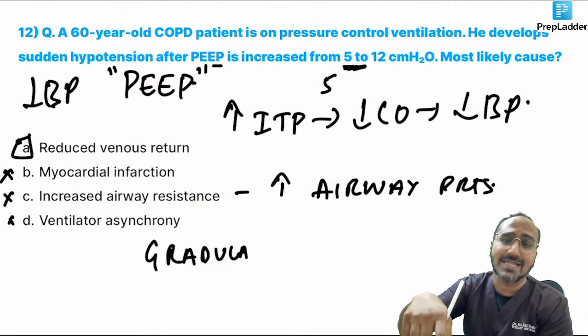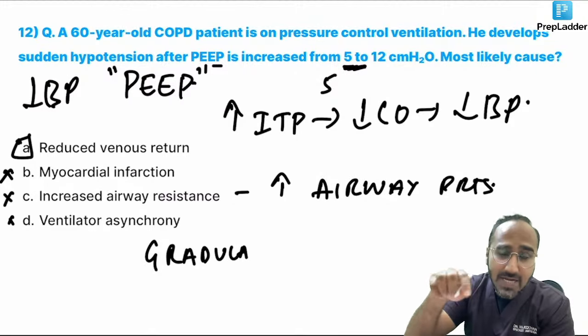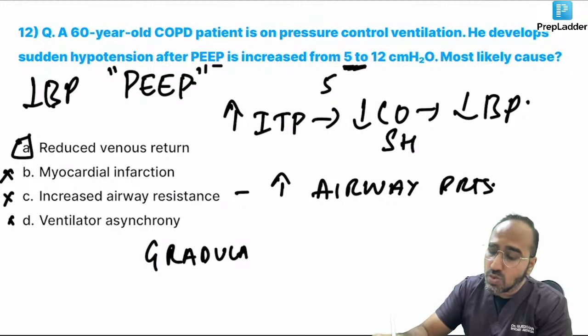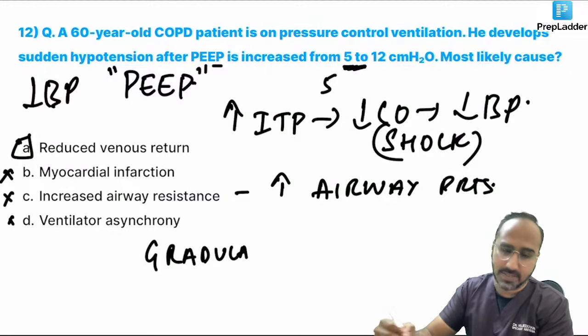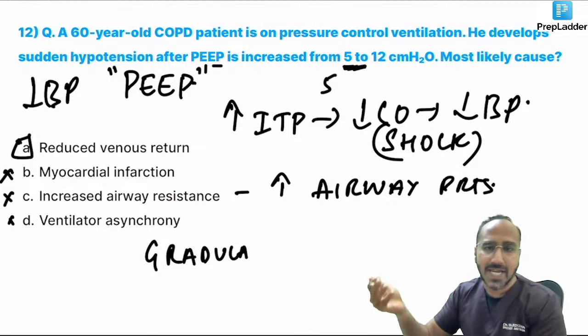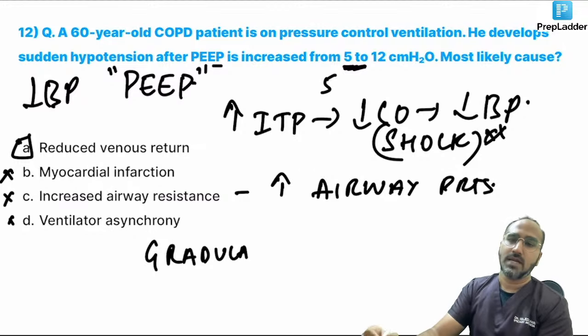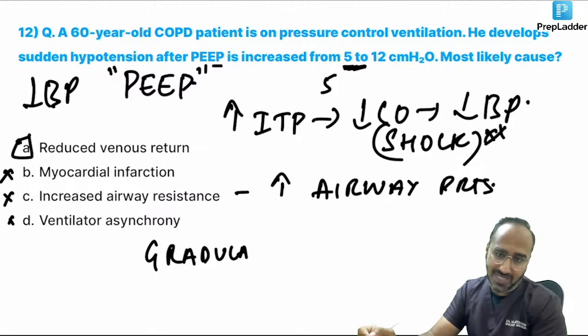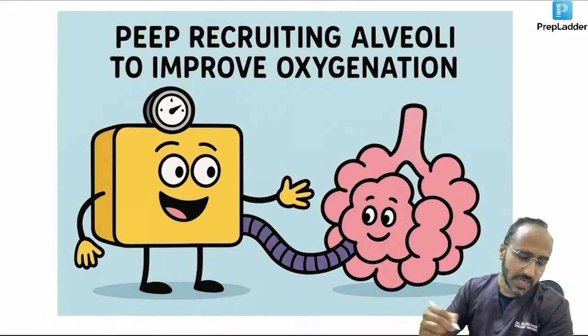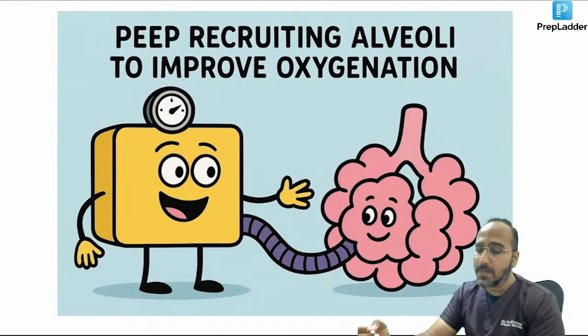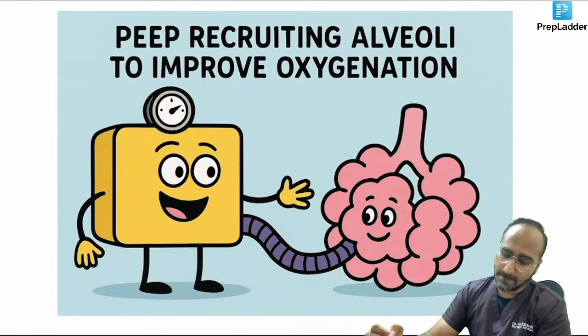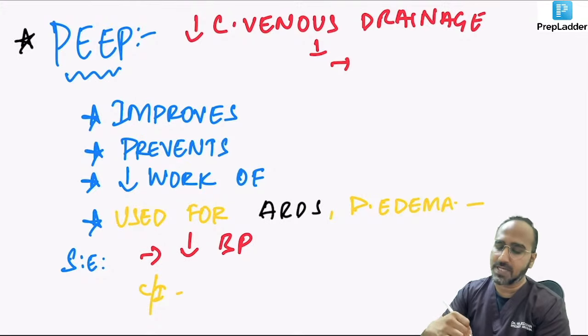Due to this reason, we say never give PEEP for a patient who is in shock on a mechanical ventilator. If the patient is in shock and on a mechanical ventilator, don't give PEEP. Why? Because PEEP will worsen the hypotension, right? So guys, coming to the PEEP, what is PEEP? PEEP recruits the alveoli to improve oxygenation. PEEP is positive end expiratory pressure.